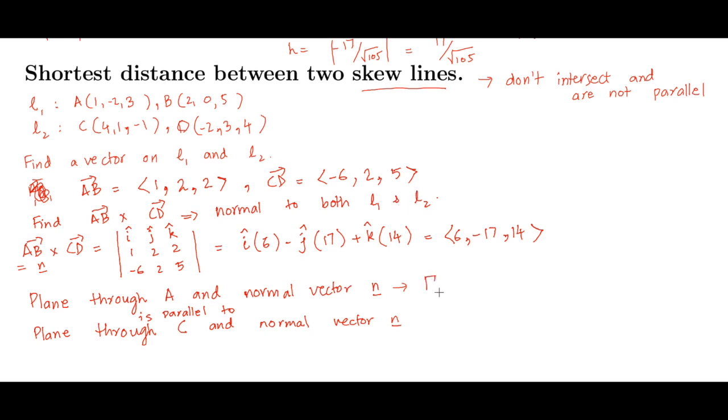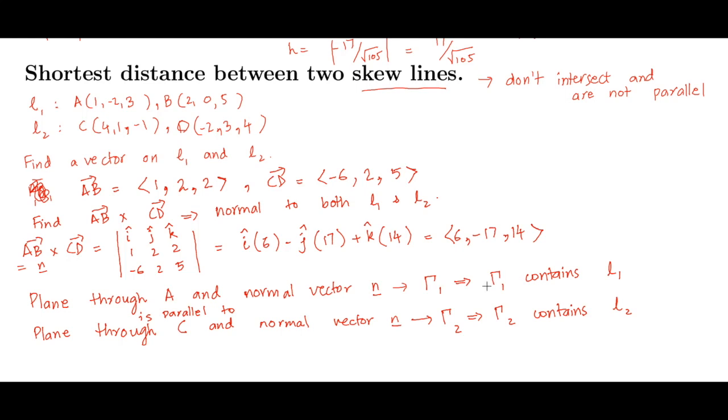Let's say this is my plane gamma 1 and this is my plane gamma 2. Now also, do you agree that gamma 1 contains L1 and gamma 2 contains L2? Why? Because this vector n is orthogonal to L1 and also orthogonal to L2, and it is also orthogonal to this whole plane and this whole plane. So that's why this line should be contained in this plane.